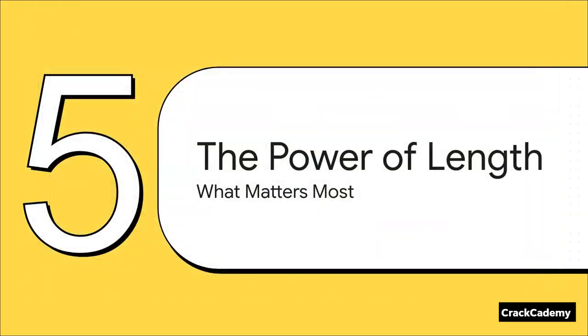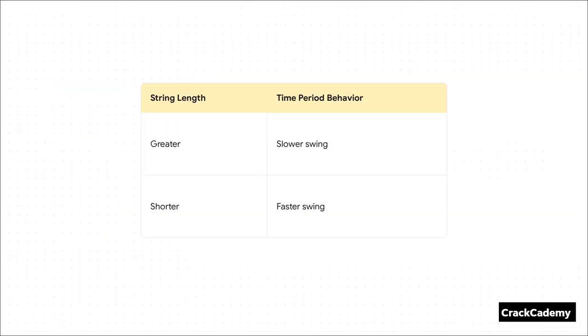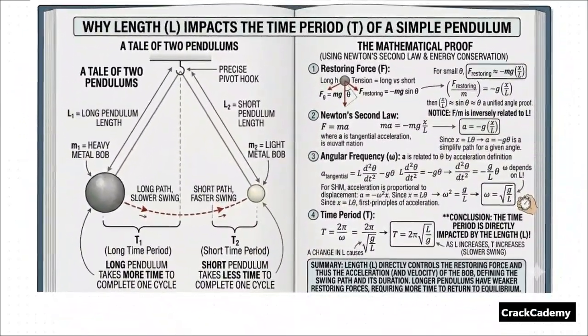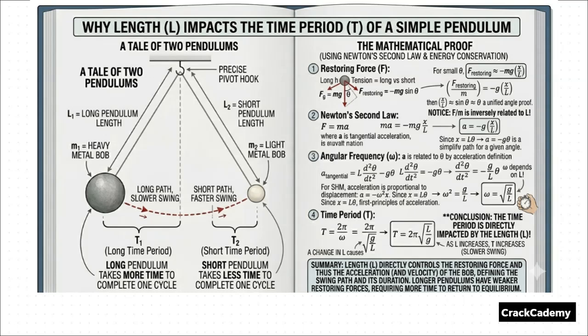Let's wrap things up with Section 5, the power of length. What actually matters? Okay, so if mass doesn't matter, what's actually controlling the speed? Well, the behavior of the pendulum depends entirely on length. A greater string length gives you a greater time period, meaning the pendulum takes way longer to complete its cycle, resulting in a slower swing. Conversely, a shorter length means a shorter time period. It completes its round trip much more rapidly, swinging back and forth really quick, and naturally, it'll stop sooner.